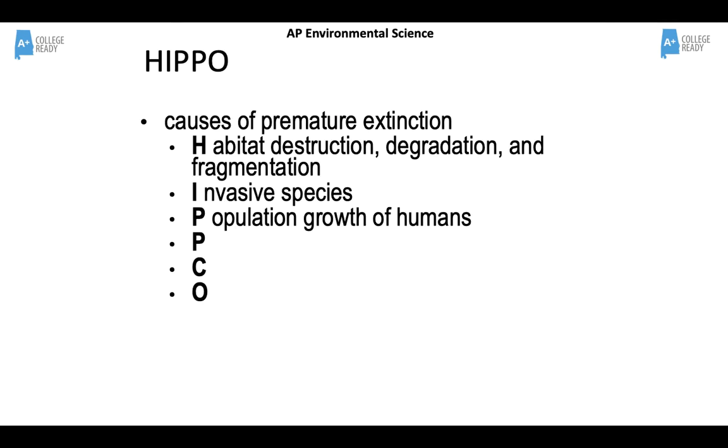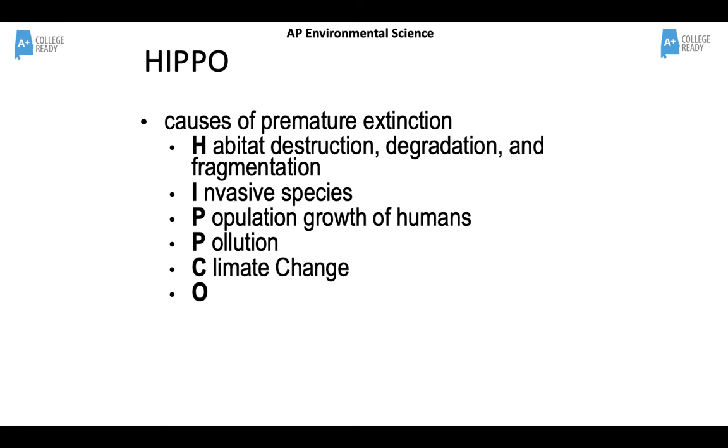All right, the population growth of humans. Our population is growing exponentially and has been since the Industrial Revolution. And more humans mean more consumption of resources and more pollution, as well as more fragmentation of habitat.